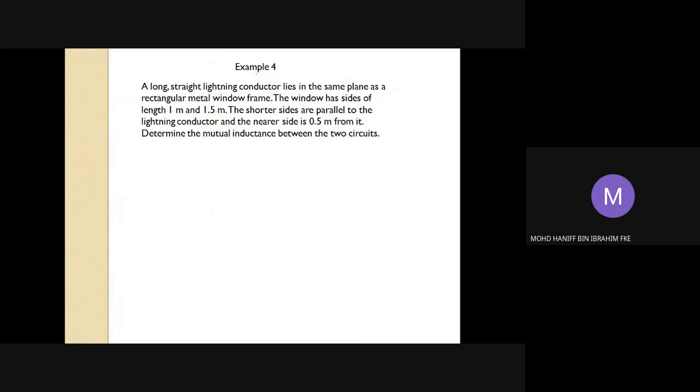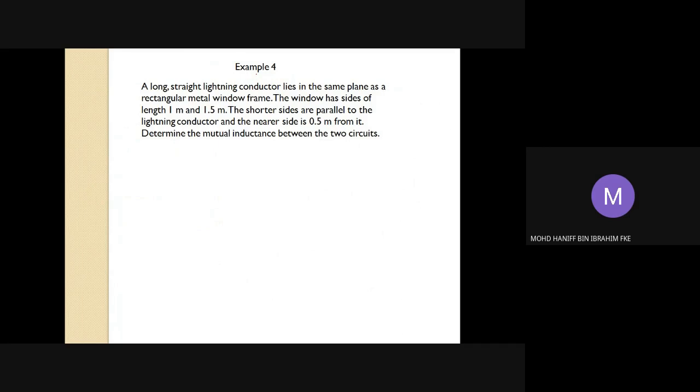Okay, all right, thank you for your questions. I think this will help others to understand more on example number 3. Okay, so we go for example number 4, related to this mutual inductance still.